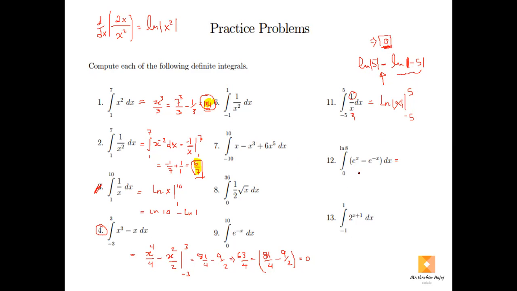Okay. Sir, can't we just count the area from 0? In question 11? Yes. The area from 0 to 5, and on the other side the area from 0 to -5? No, there is no area from 0 to -5 for 1 over x.